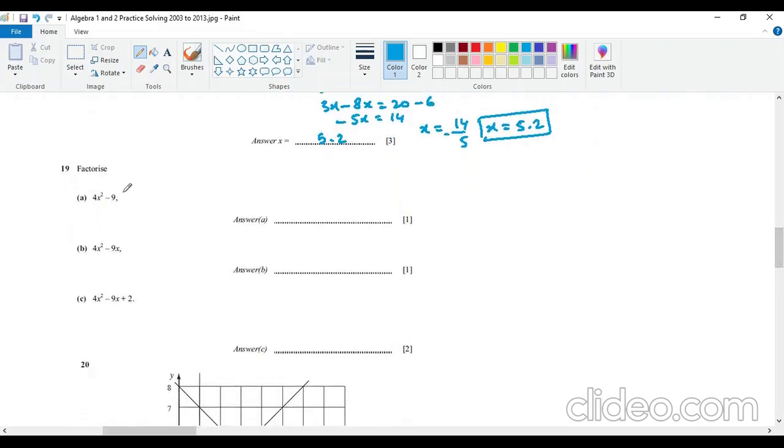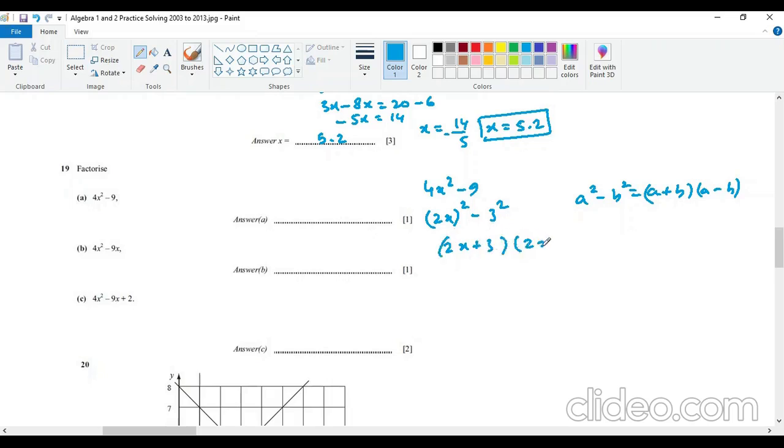In here, it's a factorization. I can write 4x squared minus 9 in this way, 2x squared minus 3 squared. So this reminds you of a formula: a squared minus b squared equals a plus b and a minus b. So the first value is a, which is 2x, and b value is 3. So 2x plus 3 and 2x minus 3 is going to be your final answer. Now moving on to the next one. What is common in both of them? X is common, and remaining is 4x minus 9, which is going to be the final answer, because there is nothing you can factorize from the bracket within.